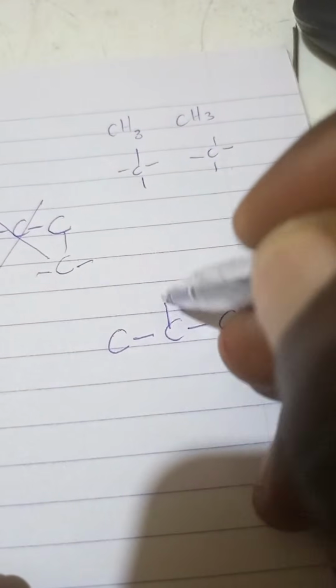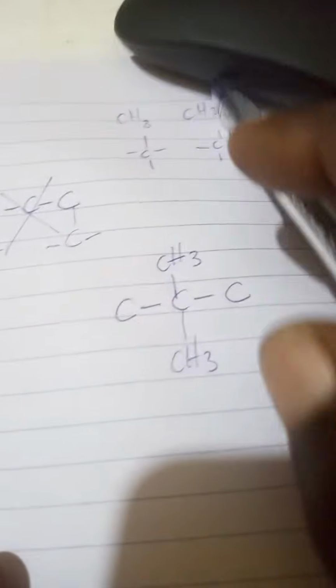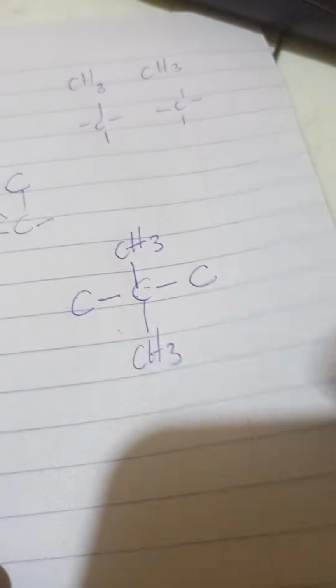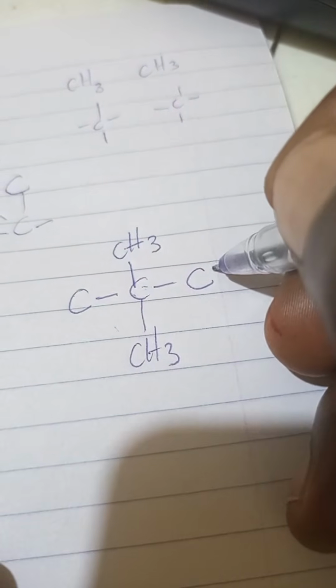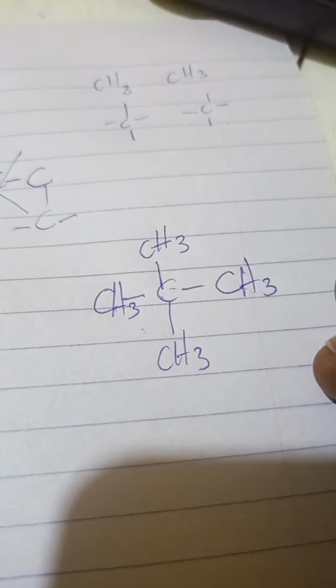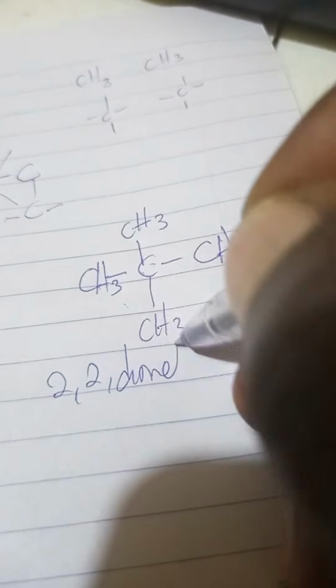One will be up here and that one will be down here. Like this. This is how it has to be. The 2 of them will attach to the same carbon. We are doing organic chemistry. So this one will be CH3, and this one will be CH3. So you can now name this one. 2,2-dimethylpropane. Nice one, guys. So the name is 2,2-dimethylpropane.